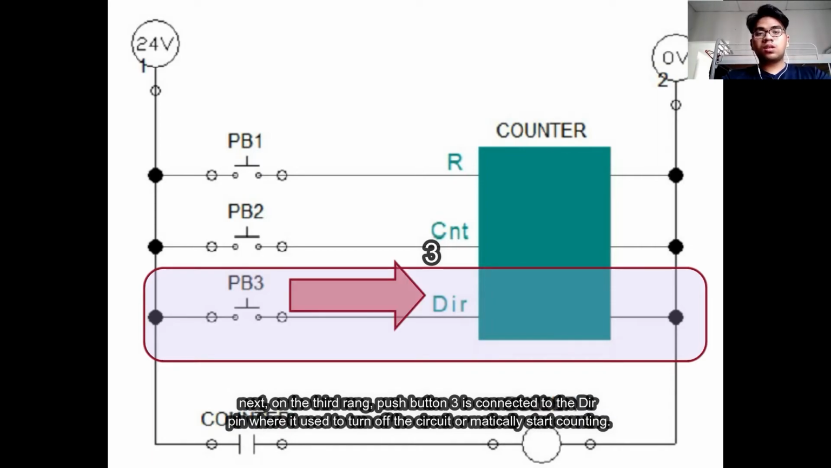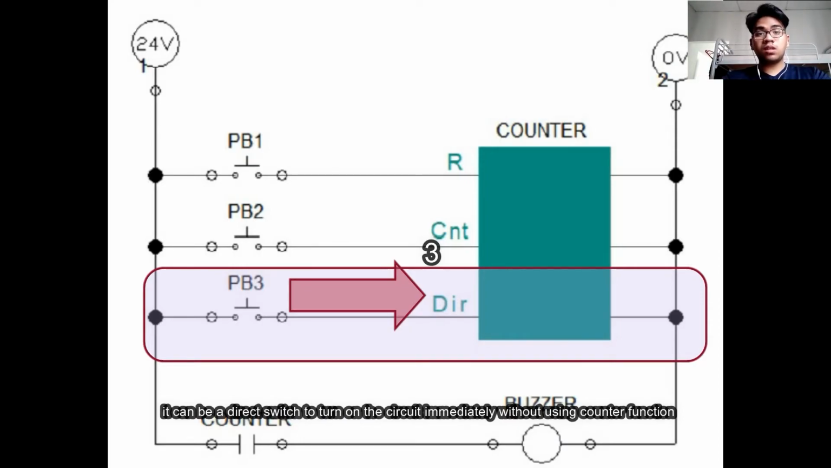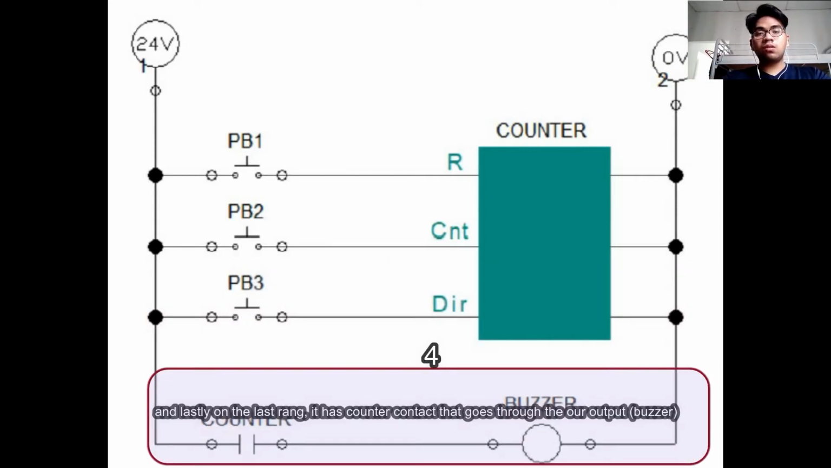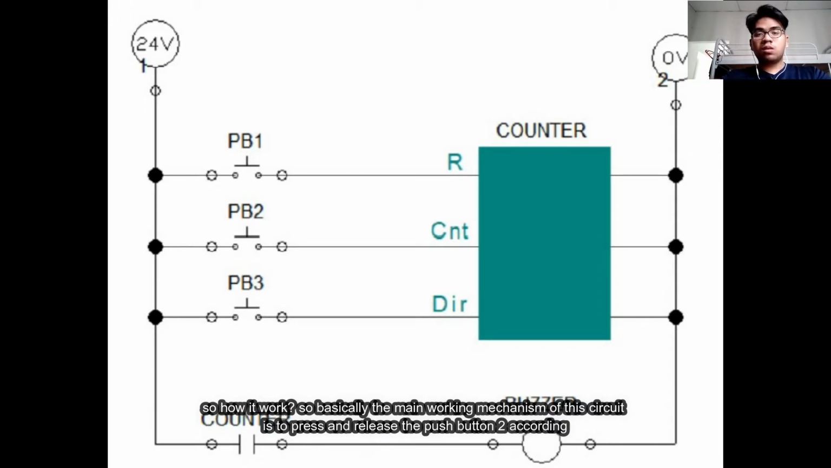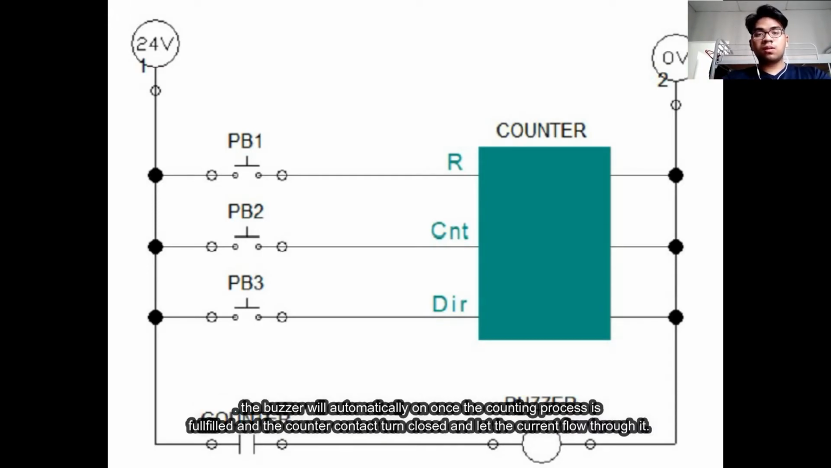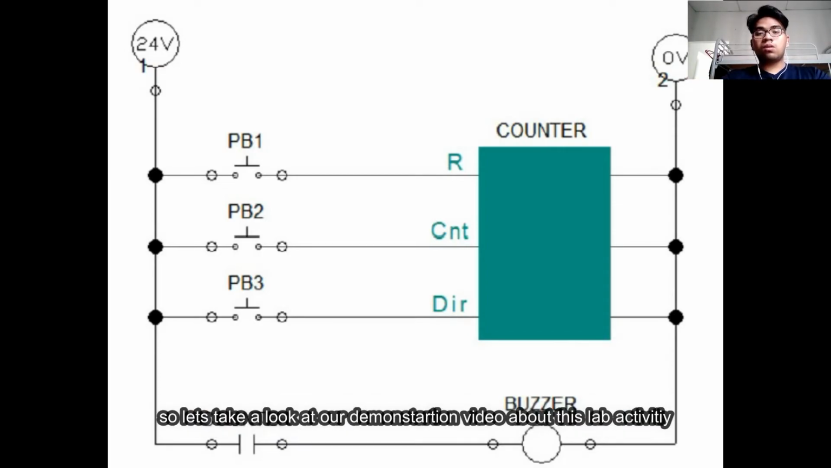Next, on the third rung, push button 3 is connected to the DIR pin, where it is used to turn off the circuit, or it can be a direct switch to turn on the circuit immediately without using the counter function. And lastly, on the last rung, it has a counter contact that goes to our output, which is the buzzer. So how does it work? Basically, the main working mechanism of the circuit is to press and release push button 2 according to the counter value that has been set. The buzzer will automatically turn on once the counting process is fulfilled and the counter contact closes and lets the current flow through it. So let's take a look at our demonstration video that we did last week.